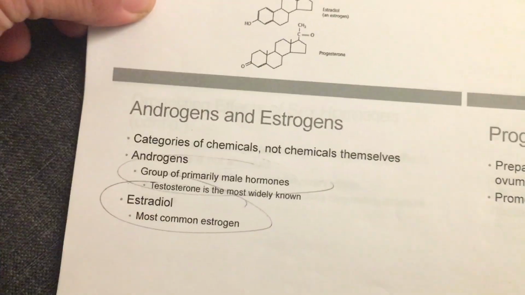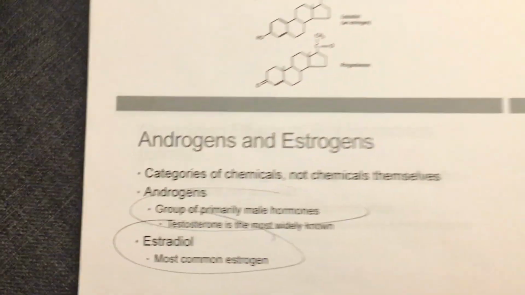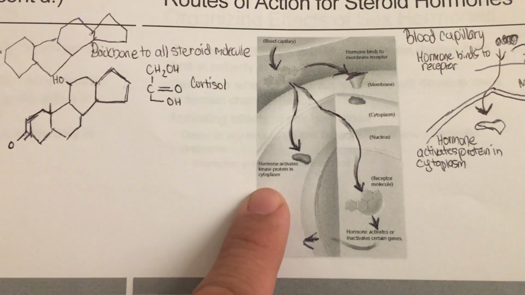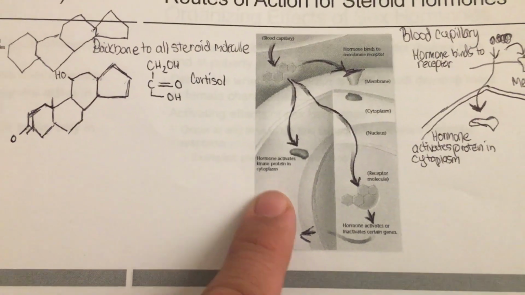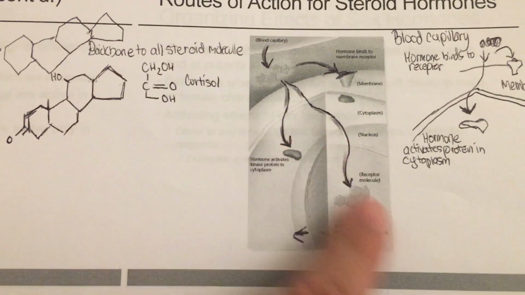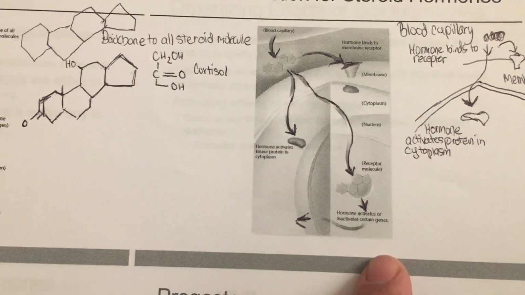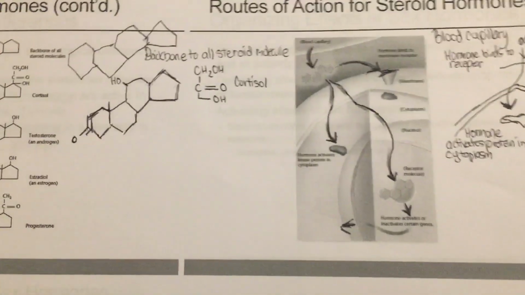Steroid hormones, continued. Here's the backbone to all steroid hormones. Here's the routes of action for steroid hormones. You have your blood capillaries on the outside here. The hormone then binds to the membrane. And then the hormone activates a protein in the cytoplasm. Then there's a nucleus here, and the receptor modules, hormones activate or inactivate certain genes. So it's how you could have some genes dominated more by male hormones or more by female hormones.